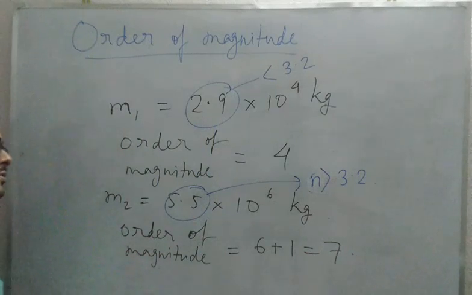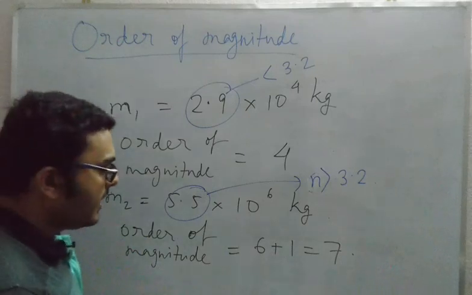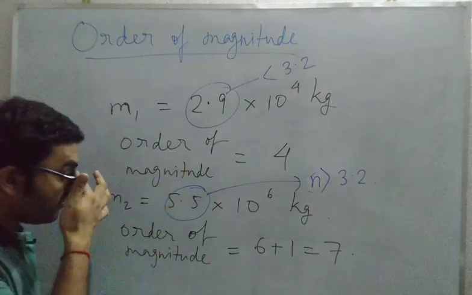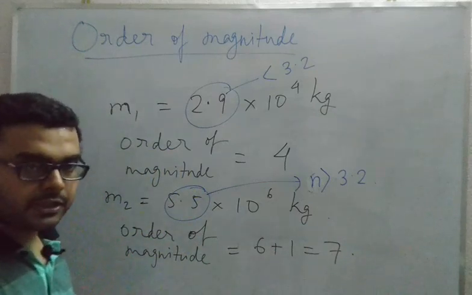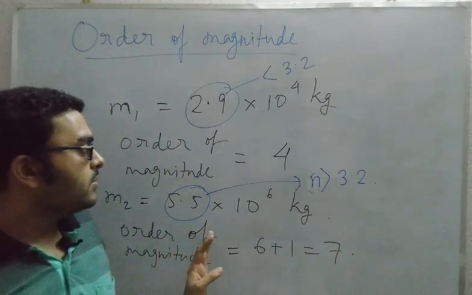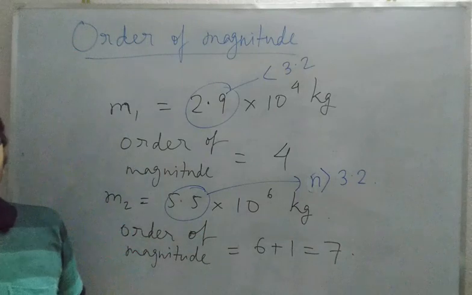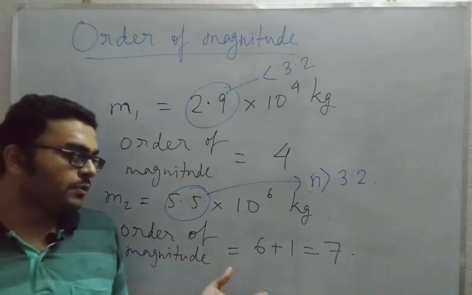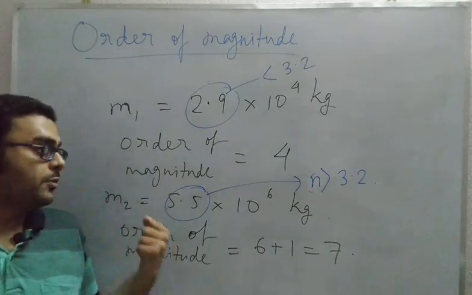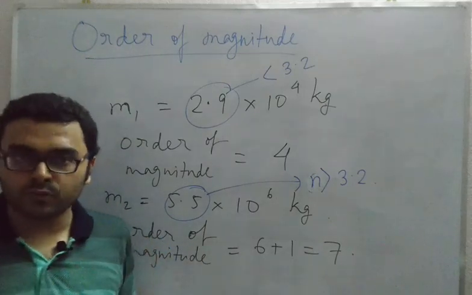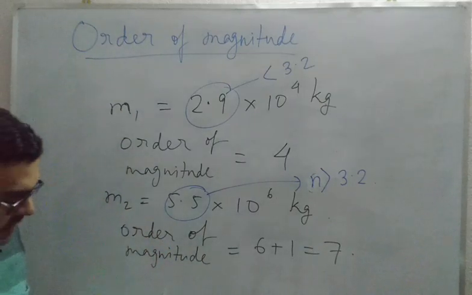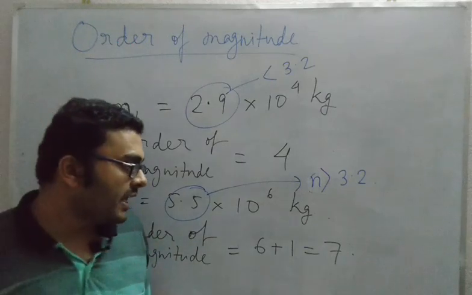So I hope the order of magnitude part is clear to you, and I think you will have no problem now in determining the order of magnitude. And remember, while comparing two physical quantities, generally we take the order of magnitude. We don't see the numerical value. Just the order of magnitude is enough to compare two quantities. Okay, so I think we will end our lecture here.